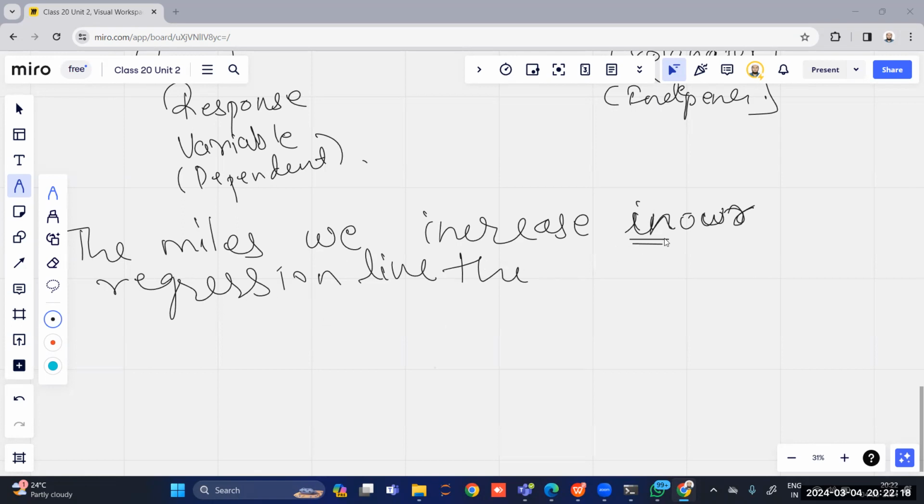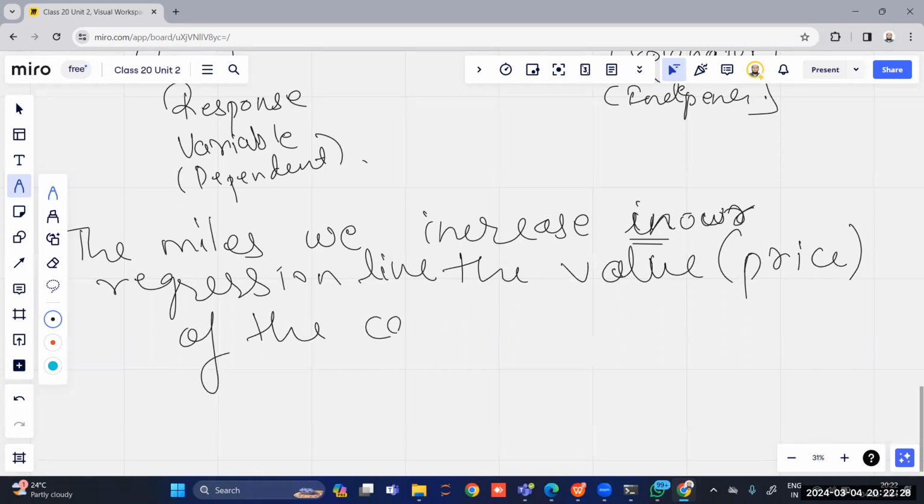So the more miles we increase in our regression line, the more the value or the price of the car decreases. Yes or no? Yes, that was the thing. Okay, so now we'll move on to the second question.